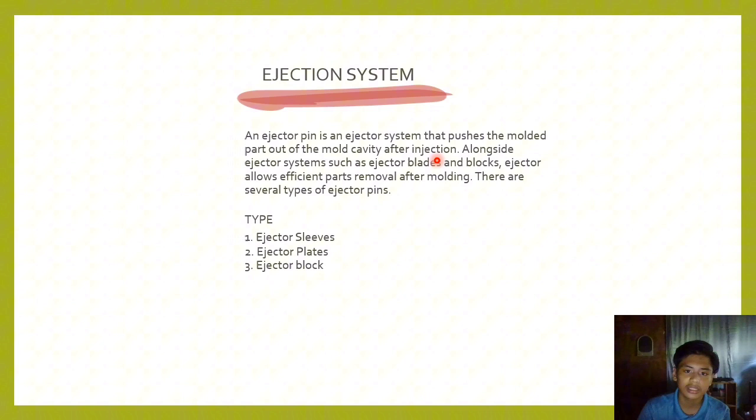Ejection system. An ejector pin is an ejector system that pushes the molded part out of the mold cavity after injection. Alongside ejector systems such as ejector blade and block, ejectors allow efficient part removal after molding. There are several types of ejector pin, such as ejector sleeve, ejector plate, and ejector block.